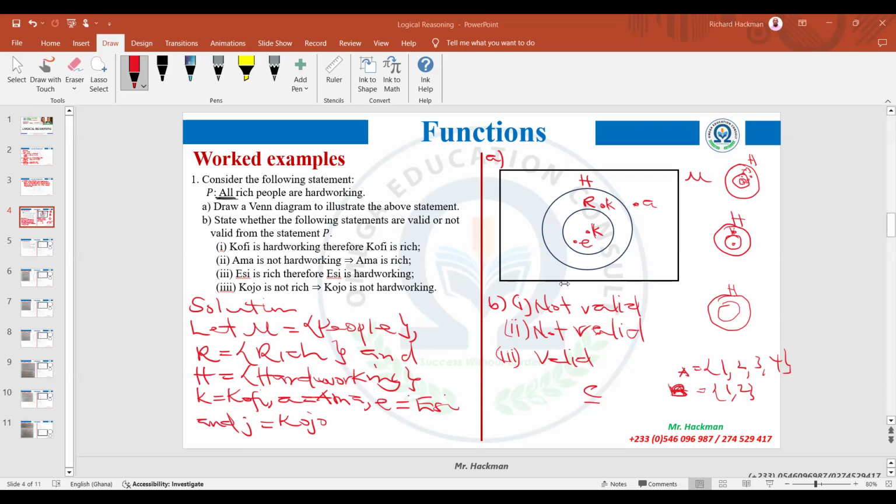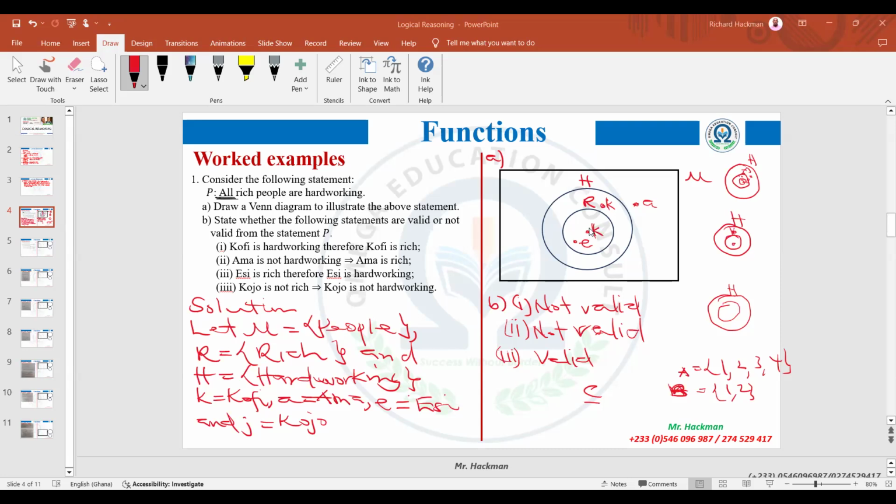Please, I still don't get why I is not valid. I is not valid because remember, you said Kofi is hardworking, Kofi is rich. If you are able to get a Kofi who is not rich, it will counter. So this K, is it rich? Yes. But you've not exhausted all your Ks.